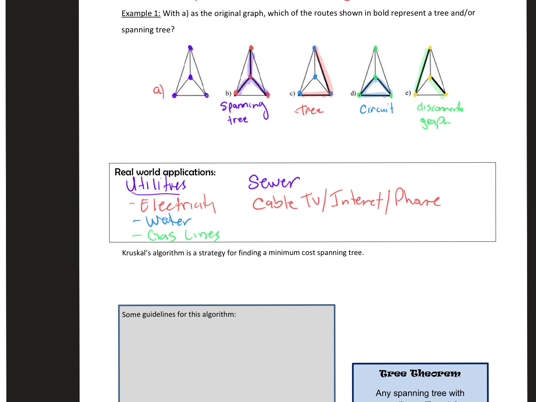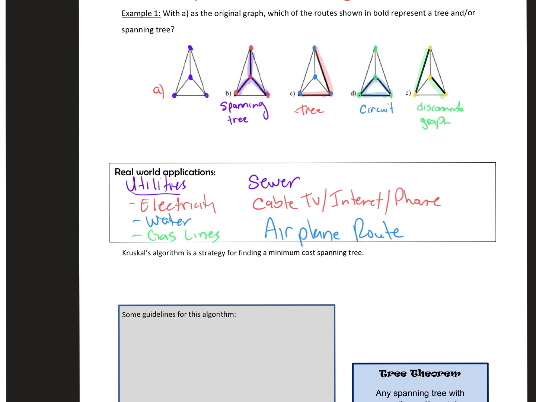Another example would be an airline route. So you have an origination city, and then a destination city. And that would be a tree. And if you got a bunch of vertices on a point, if that airline covers all those vertices, you could have a spanning tree.